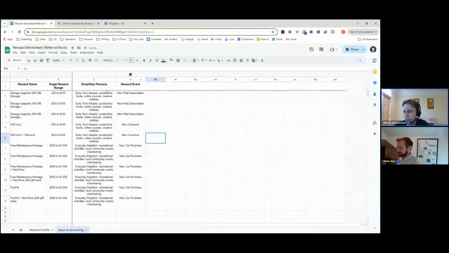What you are then going to do is take that and list out any ideas that you can come up with. So this spreadsheet is still a work in progress. I definitely want to continue to build off of it. When we send it out tomorrow, it'll look a little different as I want to add a couple more things to it. But the goal here is ideation. So, come up with the list of any potential rewards, copy over the target range, just as a good framing exercise. Who's the persona? What's that reward event?